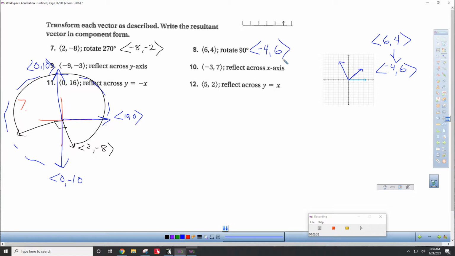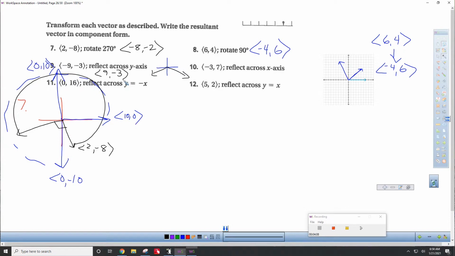Number 9. Reflected across the y-axis. All right, we can do that. So negative 9, negative 3 would become, well, the y-axis is the up-down. So what does that look like, you think? So what are the numbers? 9, negative 3. Excellent.